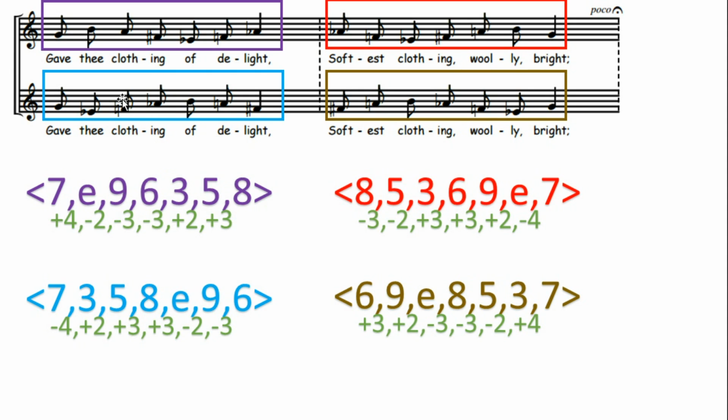If we look at the notes in this light blue box, we have the pitches 7, 3, 5, 8, E, 9, 6. And the pitches inside this brown box are 6, 9, E, 8, 5, 3, 7. 7 pitches in each segment, and as we go deeper into the analysis, we'll see that they're all derived from this purple set. The prime form of a pitch segment means the standard. It's likely the first time when a segment is featured in its full form in a piece of music.